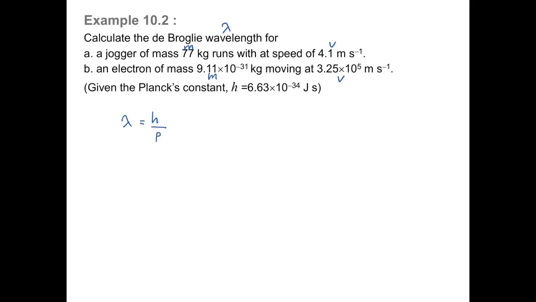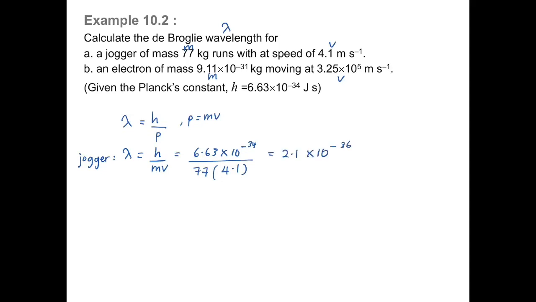To find the wavelength, we can use the de Broglie relation, in which lambda is equal to h over p. p is mv, so we get the equation in this form. For the jogger, the Planck constant is 6.63 times 10 to the power of negative 34, divided by the mass of the jogger, which is 77 kg, times the speed, which is 4.1, and we will get the wavelength 2.1 times 10 to the power of negative 36 meter.